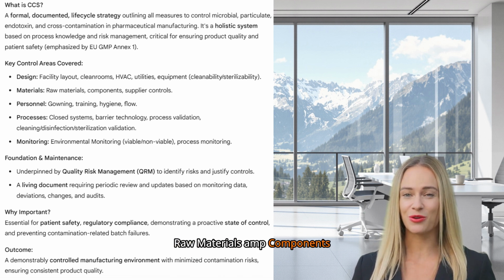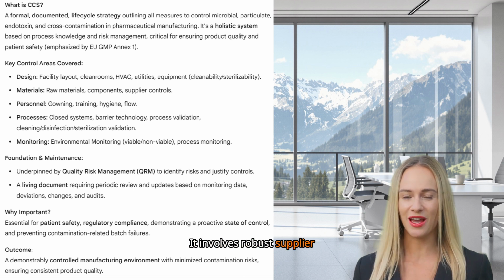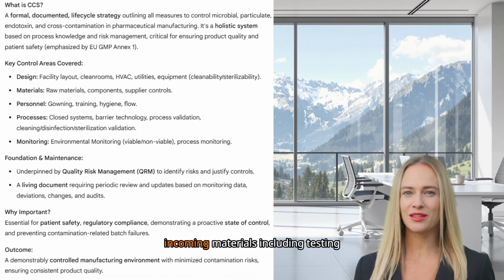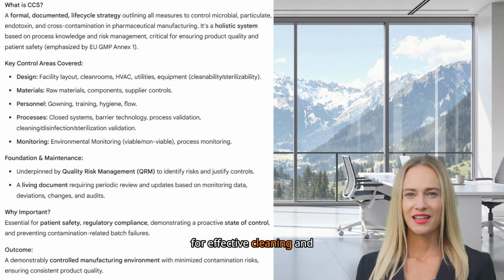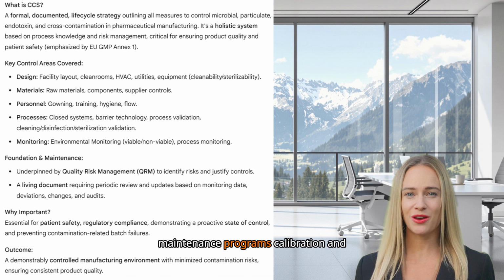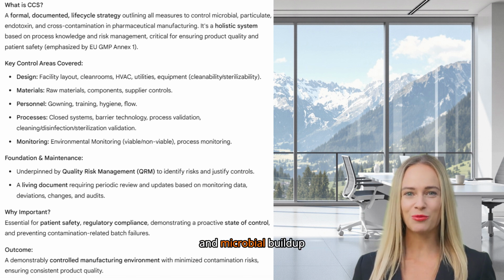Raw materials and components. The strategy extends outwards to suppliers. It involves robust supplier qualification programs, controls over incoming materials, including testing, handling, and storage, and management of primary packaging components to prevent them from introducing contamination. Equipment design and maintenance. Equipment must be designed for effective cleaning and sterilization, where needed. The CCS addresses preventative maintenance programs, calibration, and validation of equipment cleaning processes to prevent carryover and microbial buildup.